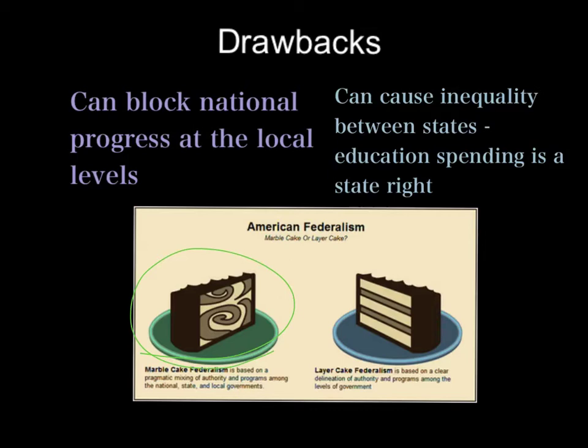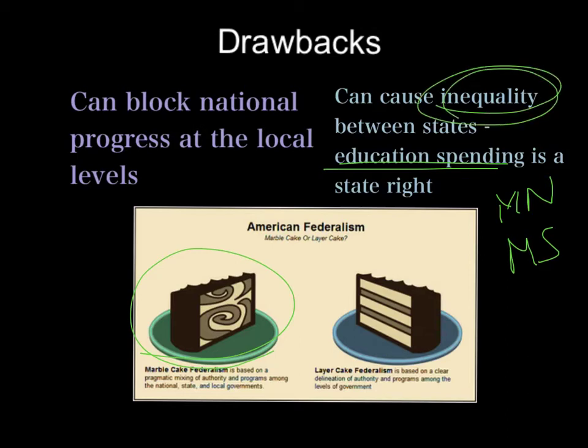It can lead to the fact that each state or each county or city can block national progress on a certain program. And it can also cause inequality between the states. For example, education spending is a state right, so each state spends something different on education. Whereas Minnesota spends one of the highest amounts in the entire nation on education spending, Mississippi spends one of the lowest amounts per student on education spending, which can lead to inequality in our systems.